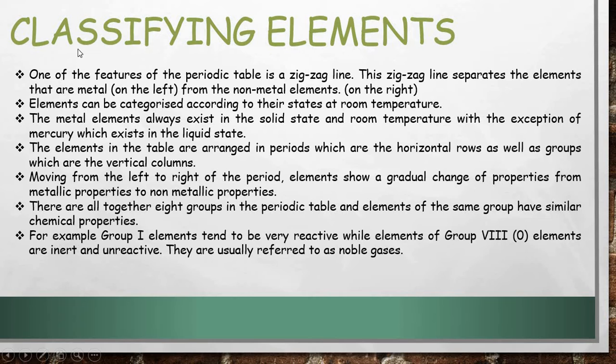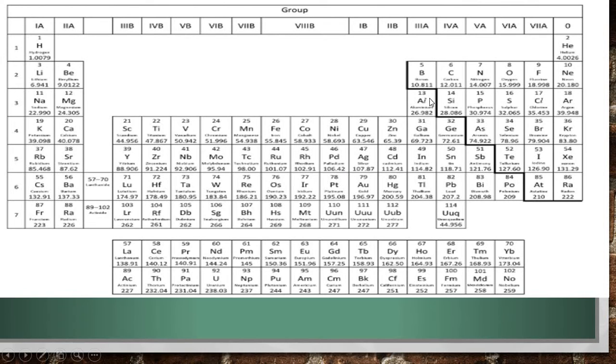So this is the explanation about the periodic table. One of the features of the periodic table is a zigzag line. This zigzag line separates the elements that are metal on the left from the non-metal elements on the right. We go back to the periodic table.